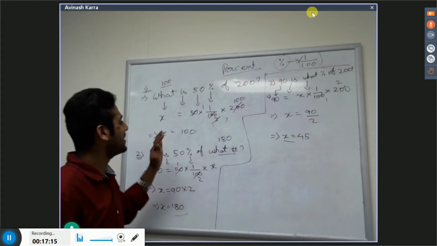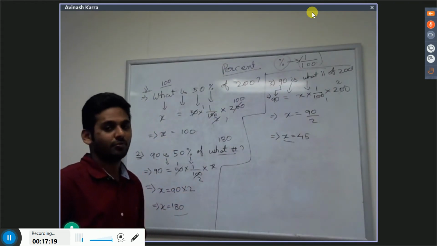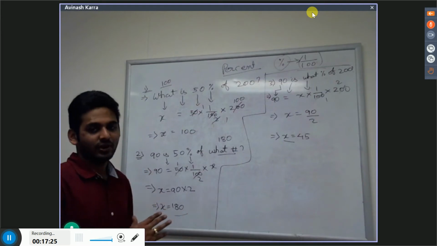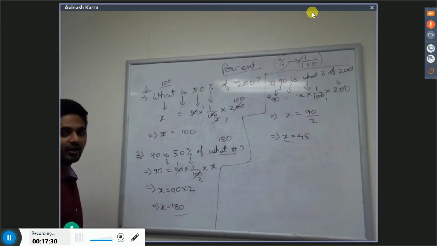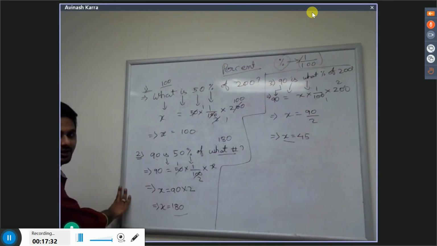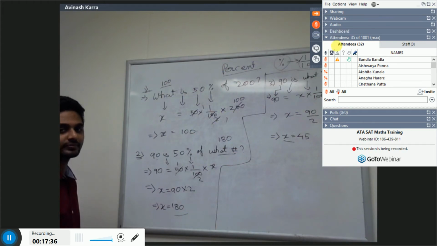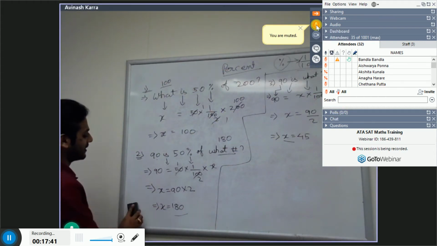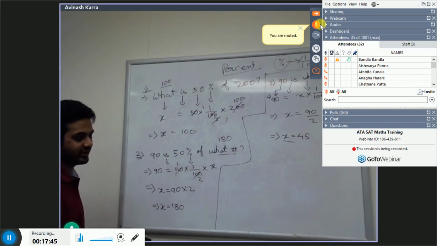These are three basic statements with which you can solve all the percentage word problems. These are the main three basic steps you need to concentrate on really much. I hope you guys are clear with this, right? Okay. No questions, right?